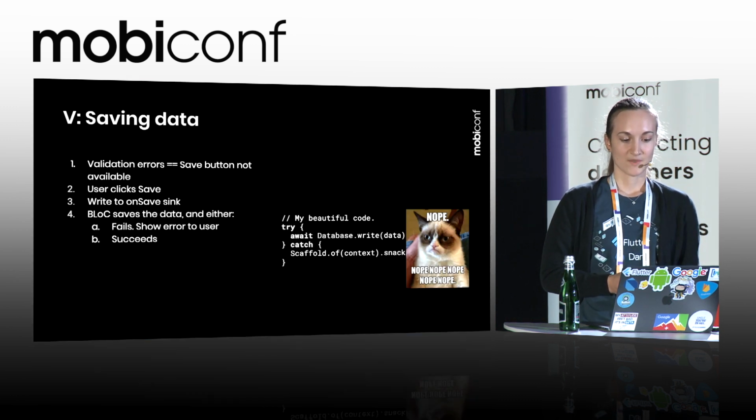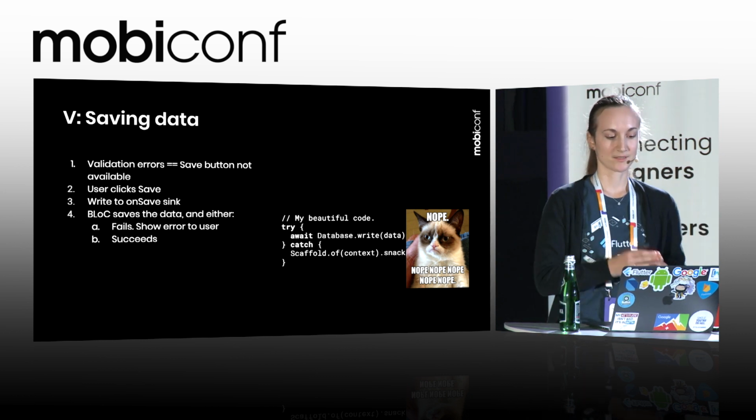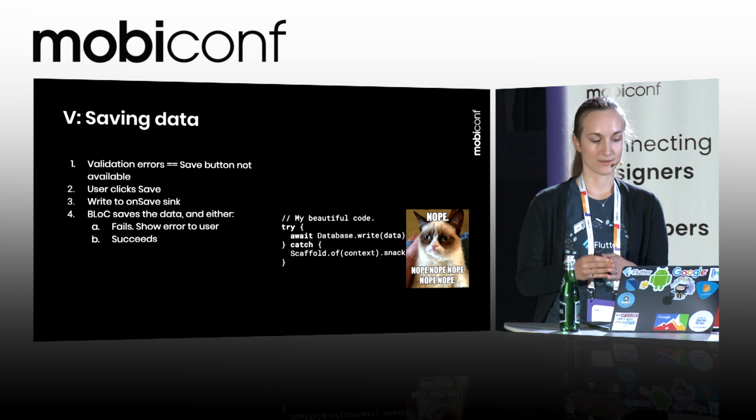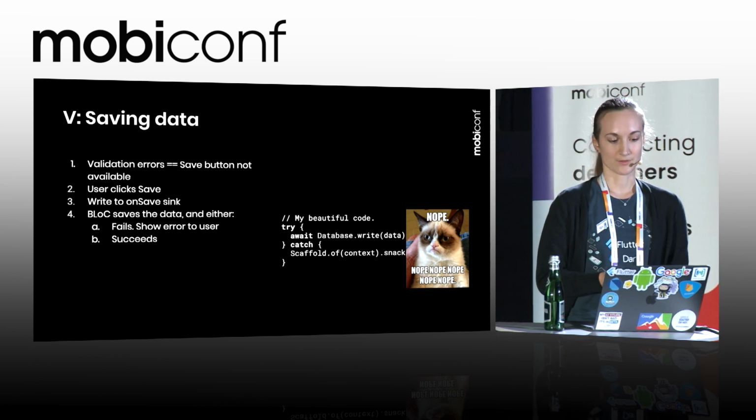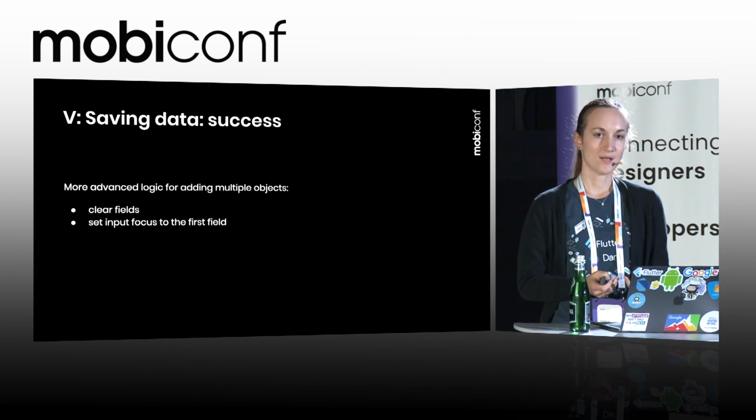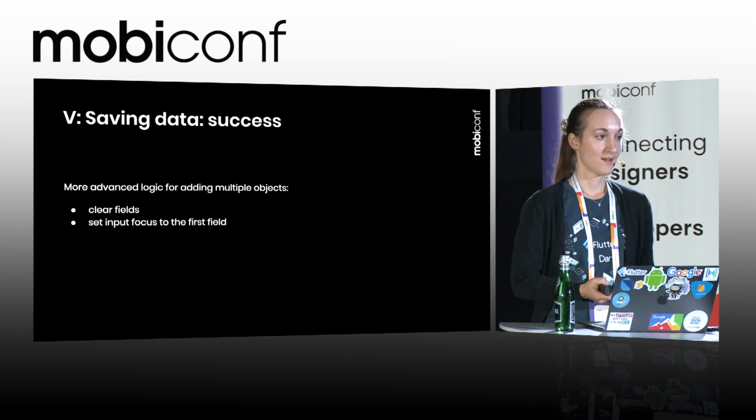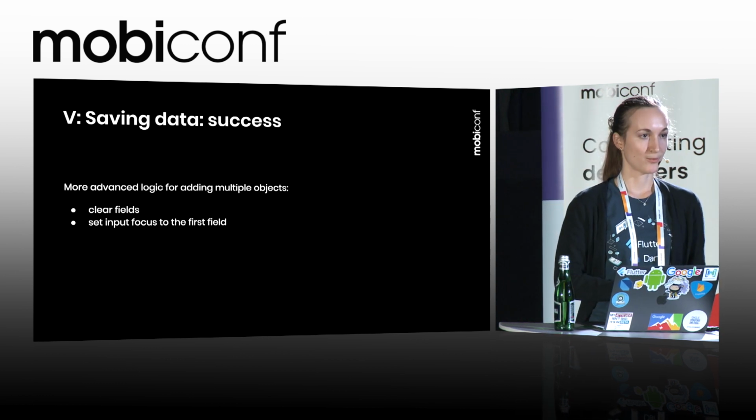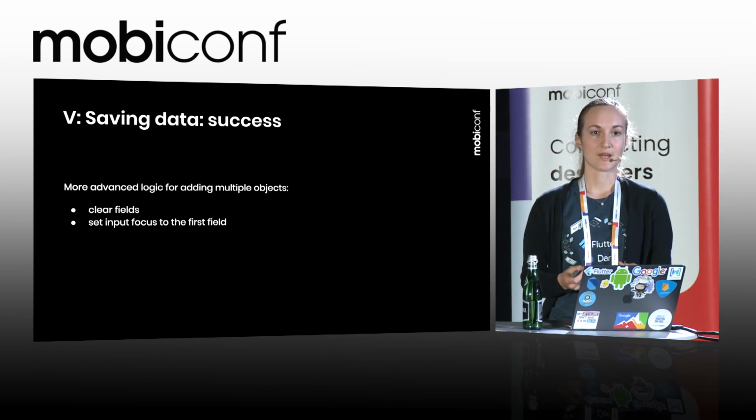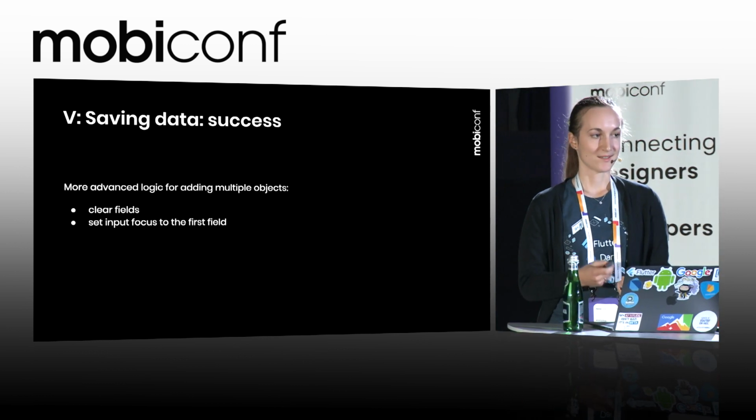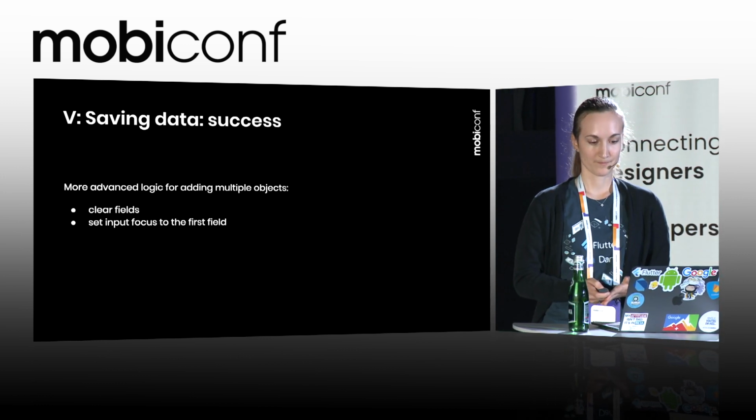What about saving data? If there are no validation errors, the user presses the save button, and the view tells BLoC to save the data by writing it to the sink. BLoC tries to save the data, and if it fails, it shows an error to the user. And if everything goes well, can't we just leave the screen as we did with the back button? Not necessarily. When we add a word with translation to a dictionary, we shouldn't leave the screen. Probably the user wants to add more vocabulary, and for this we need an extra stream to clear input fields and to set input focus to the first field.